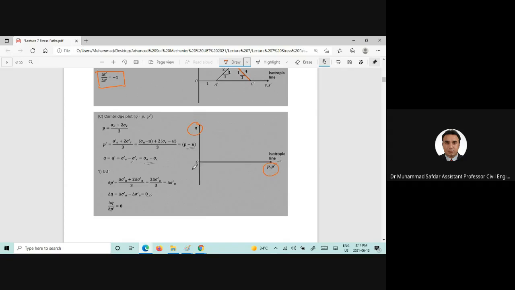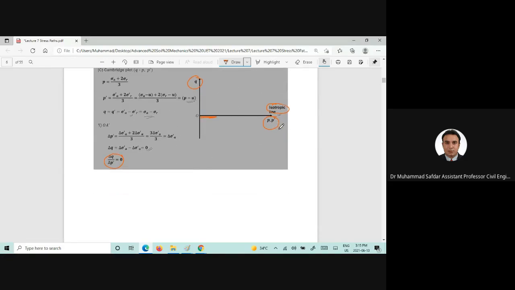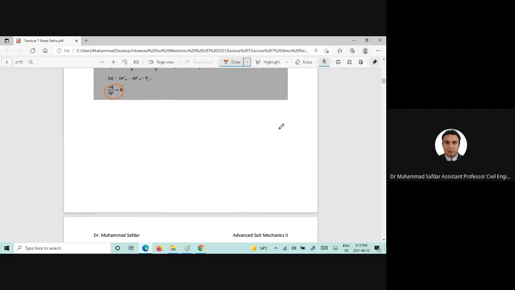And similarly, we can see that in the consolidation stage, delta Q and delta P prime would be equal to 0. So if we are drawing the stress path for the consolidation in the isotropic consolidation environment, it will be a flat line and it will lie on the hydrostatic plane, or we can call that the P prime plane.